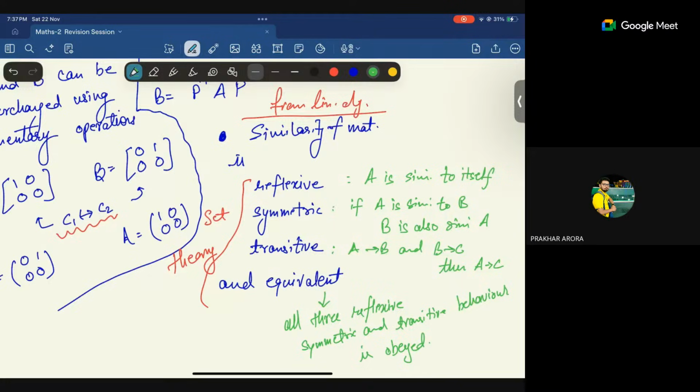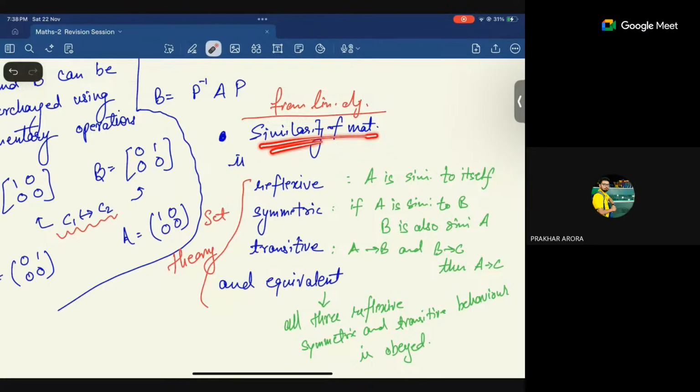Okay, so similarity is also an equivalence relation. Again, the same thing. This similarity is coming from linear algebra, and this equivalence is from set theory. We can use set theory easily.